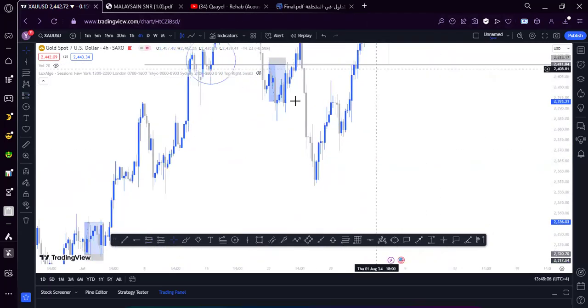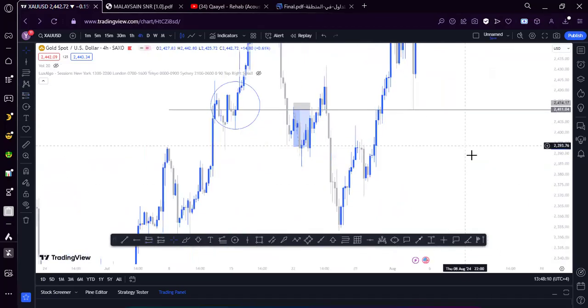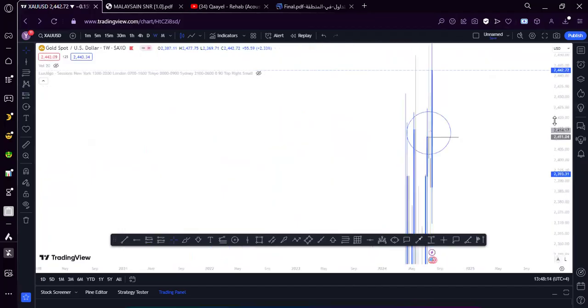Okay, there are a lot of examples when the weekly, the daily, and the 4-hour align with each other. So let's see another example.